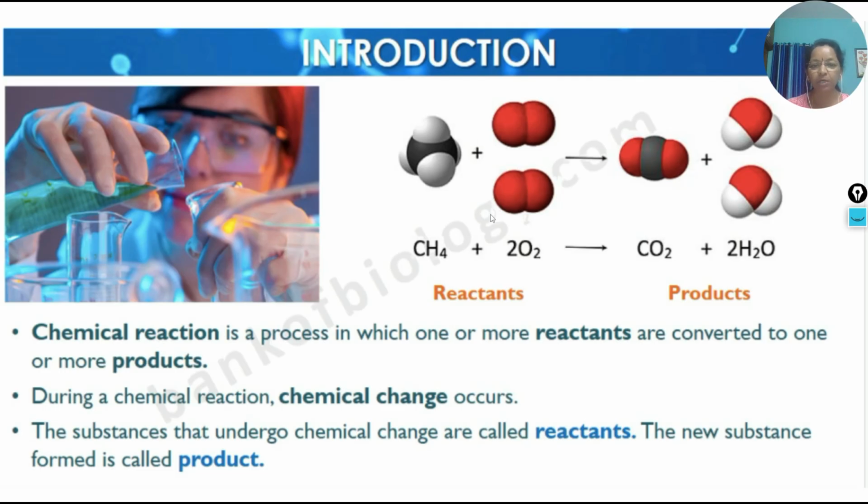Here, in the example, we can see a reaction which shows the burning of methane. The reactants are methane and oxygen. Methane combines with oxygen to form carbon dioxide and water. Methane and oxygen are called the reactants, whereas carbon dioxide and water are called products. So on the LHS, the left hand side, we have the reactants, and on the right hand side we have the products.